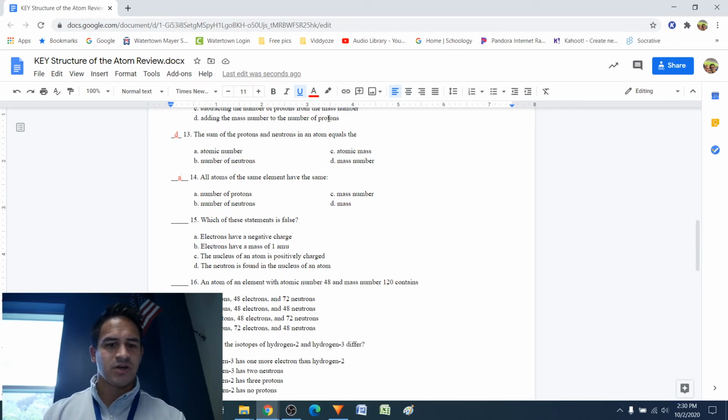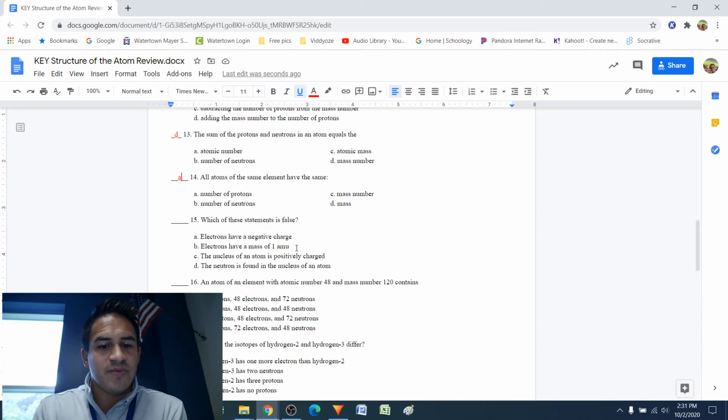All right. Number 15, which of these statements is false? Electrons have a negative charge. That's true, so that one is not false. Letter B, electrons have a mass of 1 AMU. Nope, electrons are much, much smaller than that. Protons and neutrons both have a mass of 1 AMU, but electrons are smaller. So that's not true either, which means that letter B is probably our correct answer because that is false. But let's keep checking the other ones.